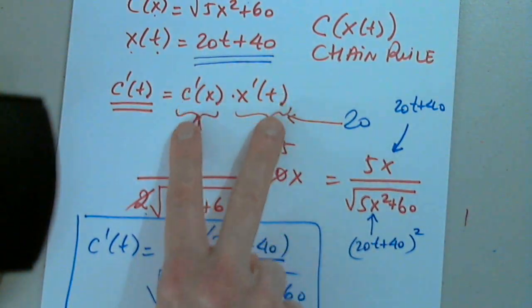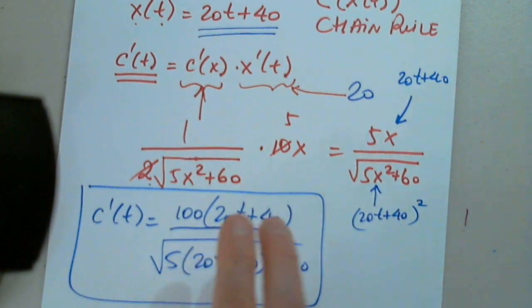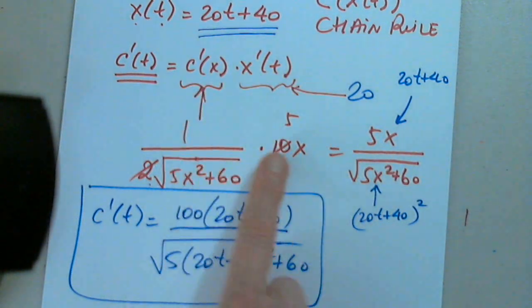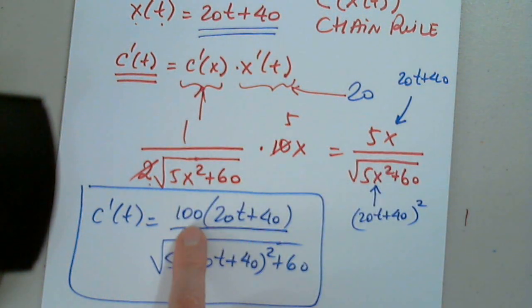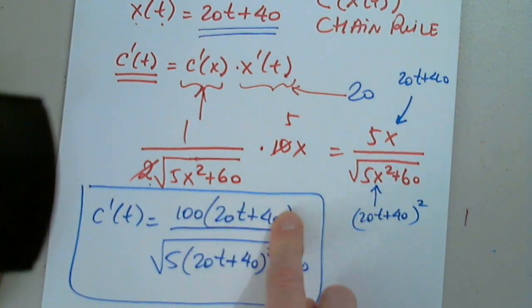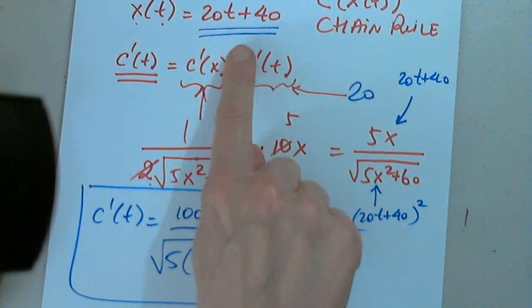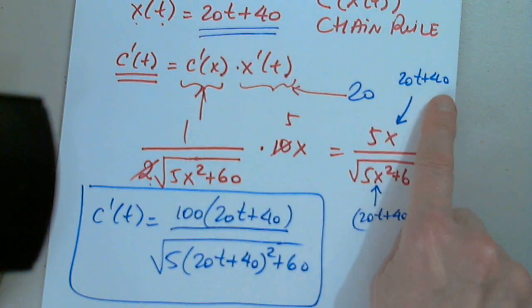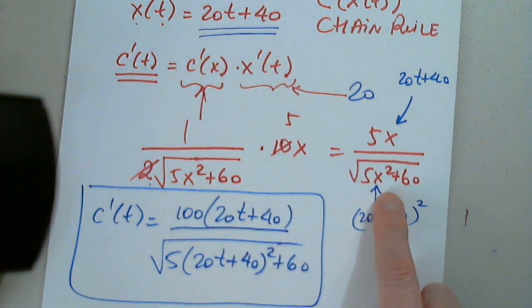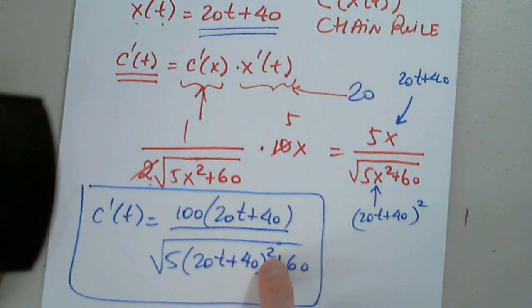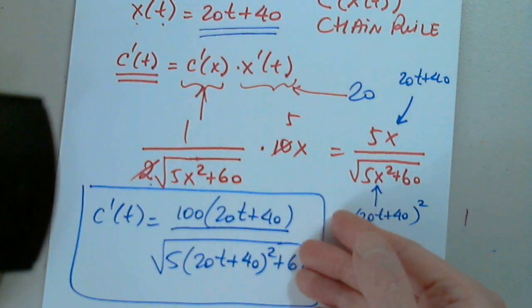But now I have to put these two together here. So I have 20 multiplied by 5x, and I get 100x. But x has to be replaced by t because this is c prime of t. I can't have x in here. So I replaced x by what I was given. I was given 20t plus 40. And then I replace here, again, x by 20t plus 40, but I have to square it because that's what it is. I found the derivative.